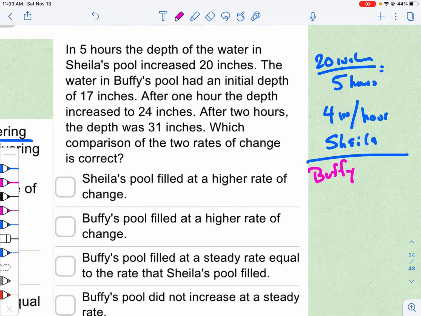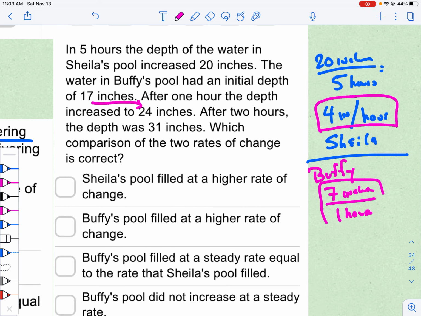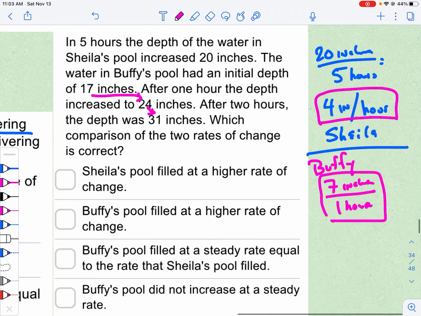These names are funny. Buffy's pool had an initial depth of 17 inches. After 1 hour, the depth increased to 24. 17 to 24, let's see, 18, 19, 20, 21, 22, 23, 24. That looks like 7 inches. So 7 inches in 1 hour. All right, think about comparing that. Sheila was 4 inches in an hour. Buffy is 7 inches in an hour. After 2 hours, the depth was 31. That's another increase of 7, so that doesn't change what Buffy is doing. That's consistent. Which comparison of the two rates of change is correct?